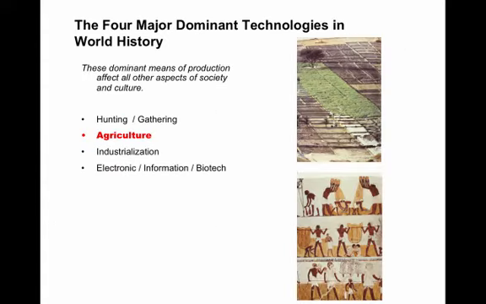In very simplistic terms, there are 4 major means of production in human history that are very determinate of human culture. So we have hunting gathering, which we spoke about when we looked at our Paleolithic and hunting gathering cultures. Then we have agriculture, which is the period we're looking at now. It brings us up to the 1700s. Then we have industrialization beginning in the 1700s. We'll be looking at it in some detail in the next year. And then maybe we're no longer in the industrial age, we're in the electronic information biotech age.